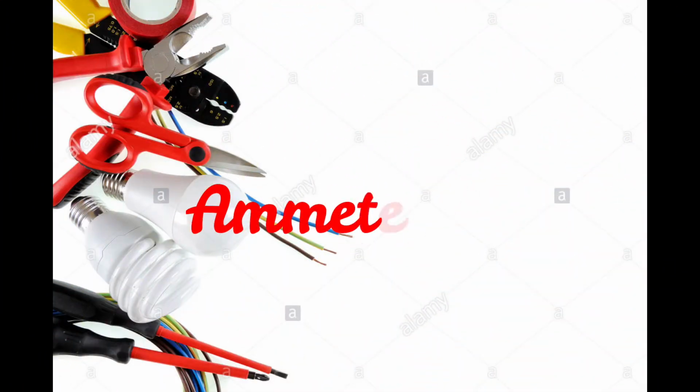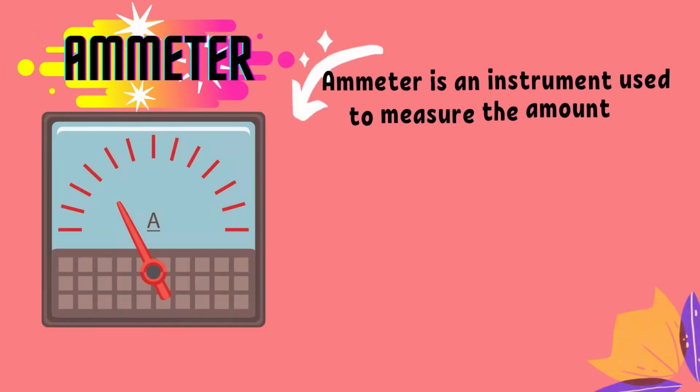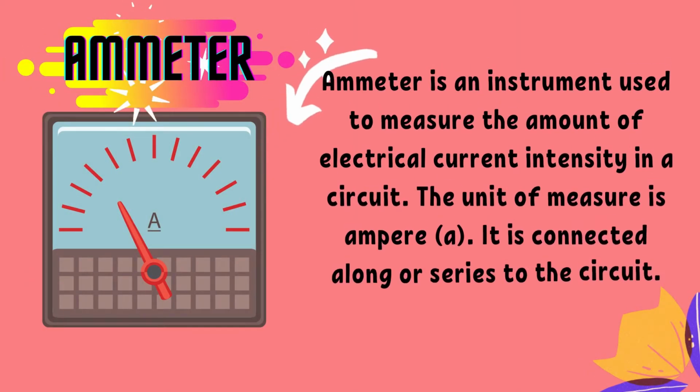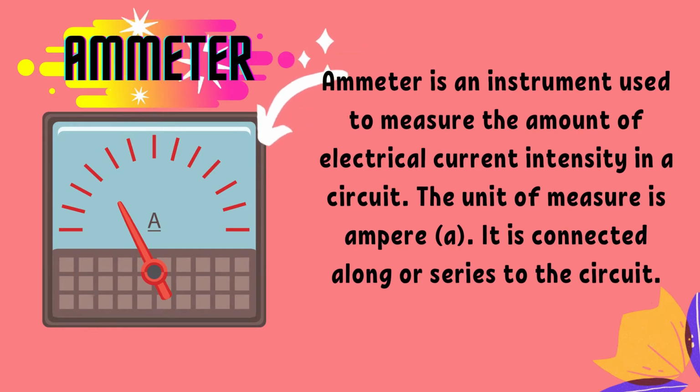The next tool is the ammeter. It is an instrument used to measure the amount of electrical current intensity in a circuit. The unit of measure is the ampere. It is connected along, or in series, to the circuit. For better understanding on how to use the ammeter, please watch this video.